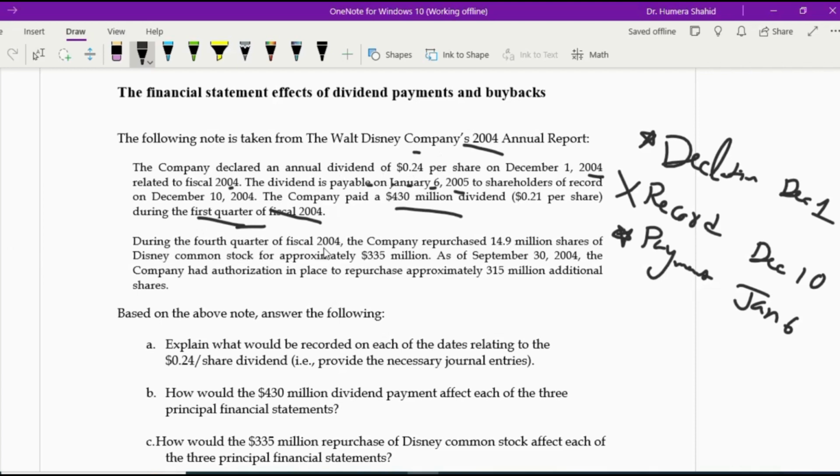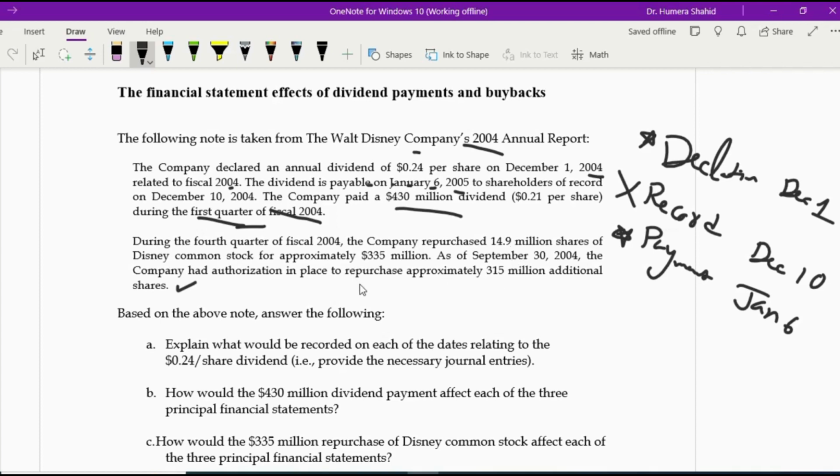During the fourth quarter of the fiscal year 2004, fourth quarter means the last 3 months, the company repurchased 14.9 million shares of the Disney common stock. So, repurchase of shares means they purchased the treasury stock for approximately $335 million. As of September 30, 2004, the company had authorization in place to repurchase approximately 315 million additional shares. They still have authority to repurchase the shares, but they only repurchased 14.9 million shares.